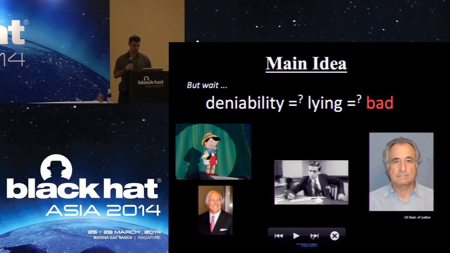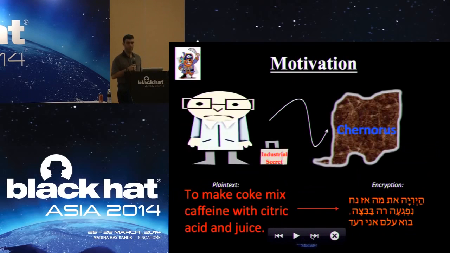Okay, so you might say deniability, lying, that's bad, a whole bunch of people did bad things and got in trouble. But let me try to give you at least some motivation for why plausible deniability might be a good thing. So here, let's consider this sad-faced person, let's say some executive, maybe a Coke executive, who's carrying some secret plaintext, the recipe for Coke, with him in his industrial secret bag while he goes to a country that maybe is not particularly safe.